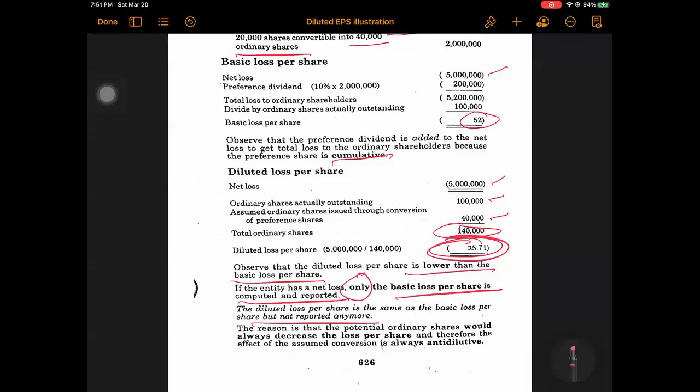And therefore, the effect of assumed conversion is always anti-dilutive. Again, it is anti-dilutive because instead of increasing, the loss per share becomes smaller. So therefore, it is not dilutive. That's why it is considered always anti-dilutive if there is a loss. Okay, so I hope that's clear.